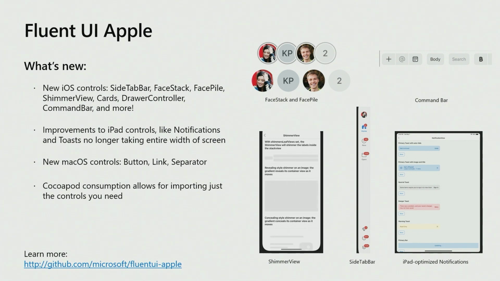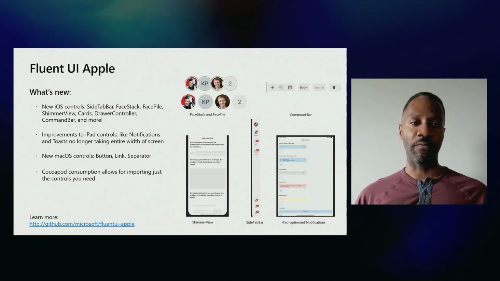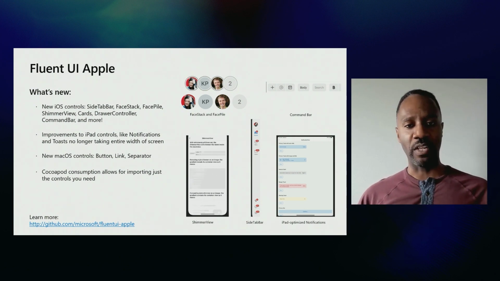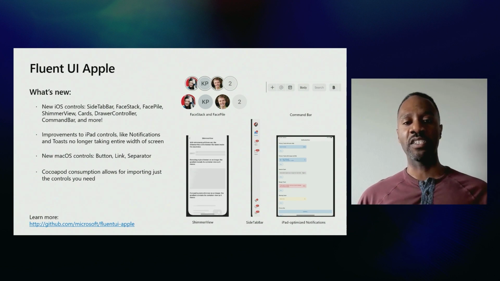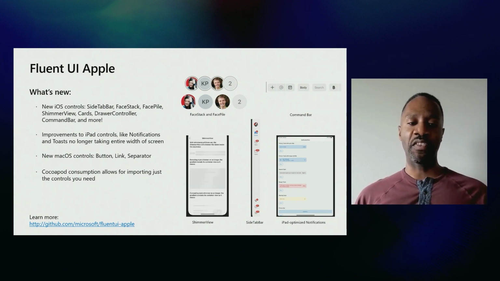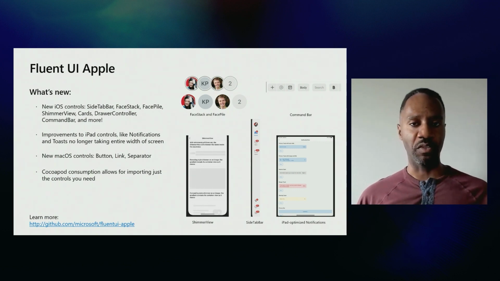We've also released controls that look better on iPad and look better on large screens. We don't want controls that just stretch unnecessarily. We want to make sure that we're using the screen real estate as efficiently as possible. We want to make that as easy as possible for developers as well. New controls on macOS as well, like button, link, and separator. And for both iOS and macOS, we've improved our CocoaPod consumption story so that you can just get the controls that you need. And again, you don't have to bloat your app with controls that you don't need.